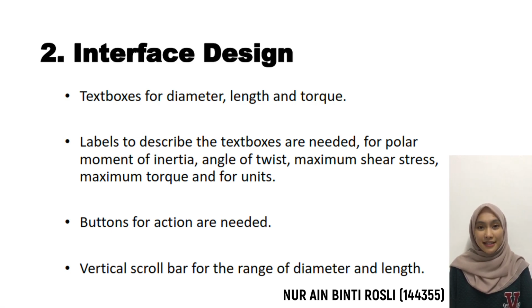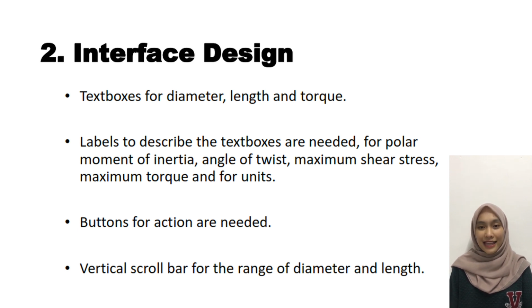Okay, the second step is interface design. We use text boxes for diameter, length and torque. Labels to describe the needed text boxes: polar moment of inertia, angle of twist, maximum shear stress, maximum torque and units. Command buttons for actions are needed such as calculate, new calculation and exit. A vertical scroll bar for the range of diameter and length.